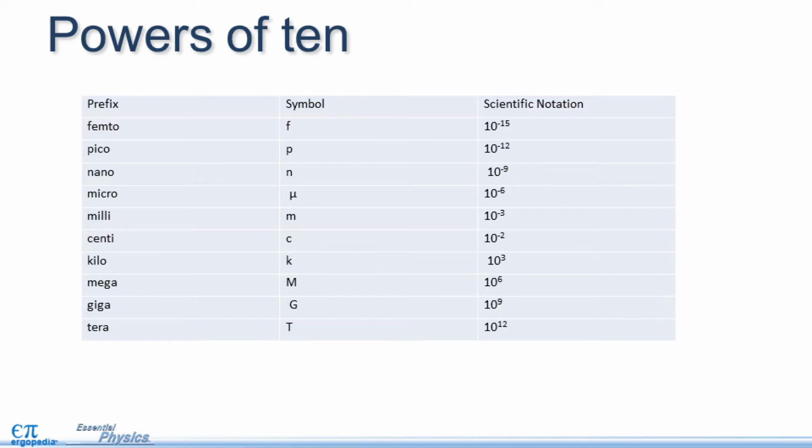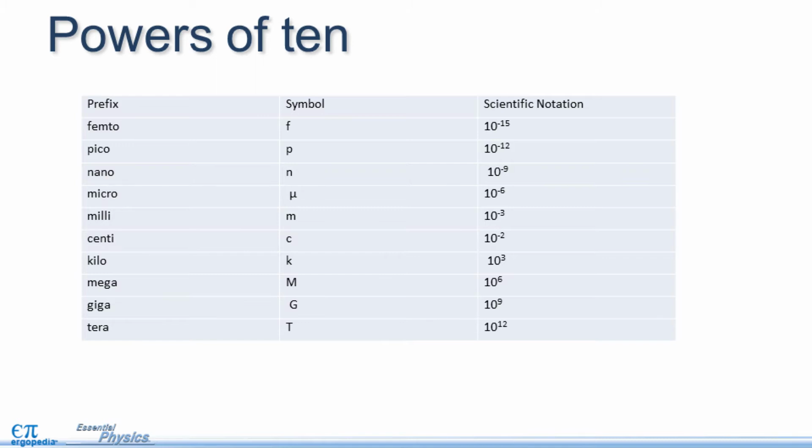So mega has to be 10 to the 6, giga 10 to the 9, tera 10 to the 12. I just add 3 as I go. Starting below centi, since centi is 10 to the minus 2, that means milli must be 10 to the minus 3, then 10 to the minus 6, negative 9, negative 12, negative 15. You always go by threes except for centi.